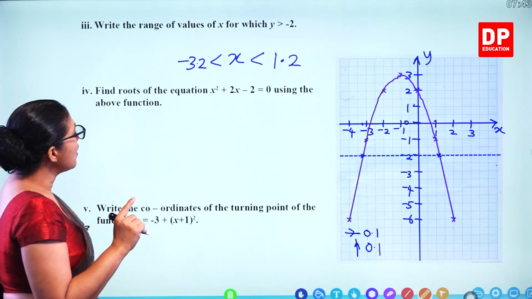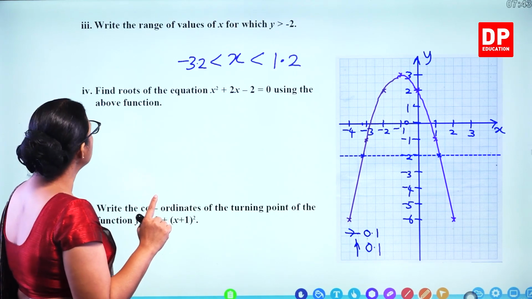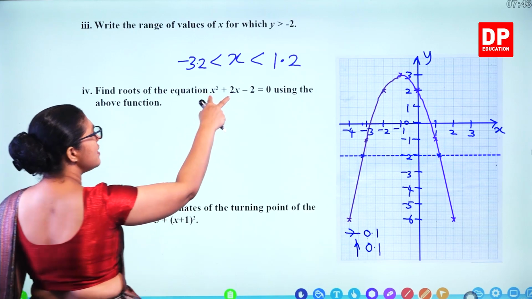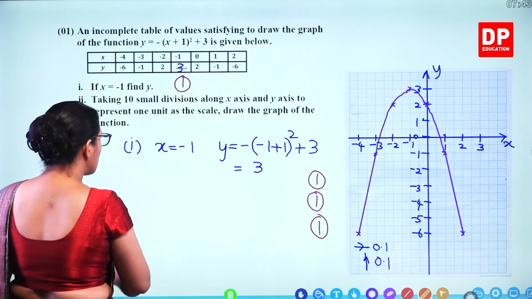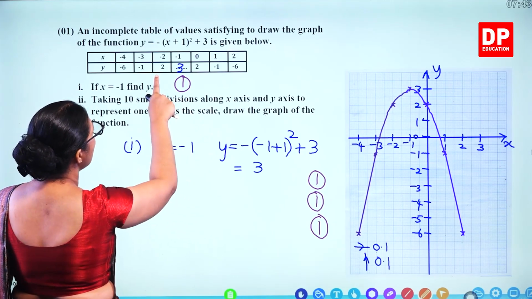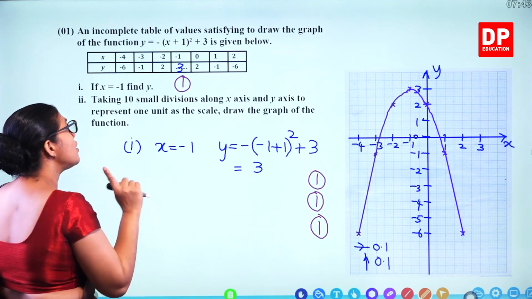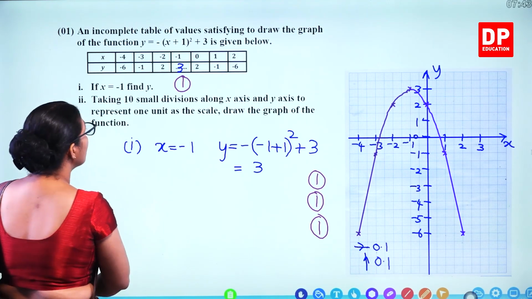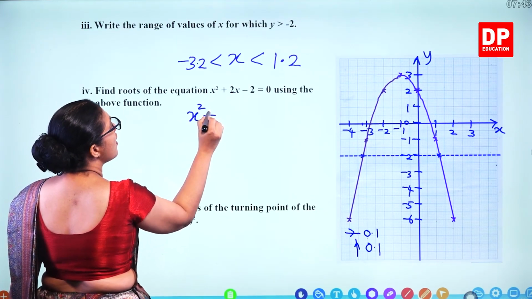Find roots of the equation x squared plus 2x minus 2 equals 0 using the above function. So we need to check what this equation is. We got the equation, this one, minus (x plus 1) squared plus 3. We'll simplify and see whether you get the same thing. Or you can take this one and make the square term.